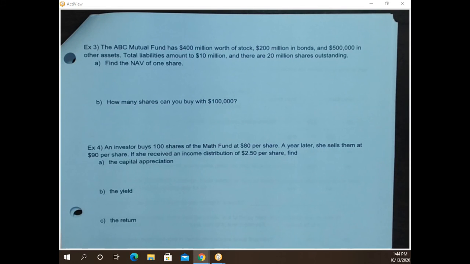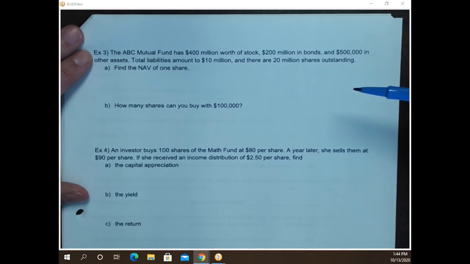Hi guys, today we're going to take a look at our last example from section 13.5. So this is our last example talking about mutual funds. I'm on page 23 in your notes, and again, we're taking a look at mutual funds.